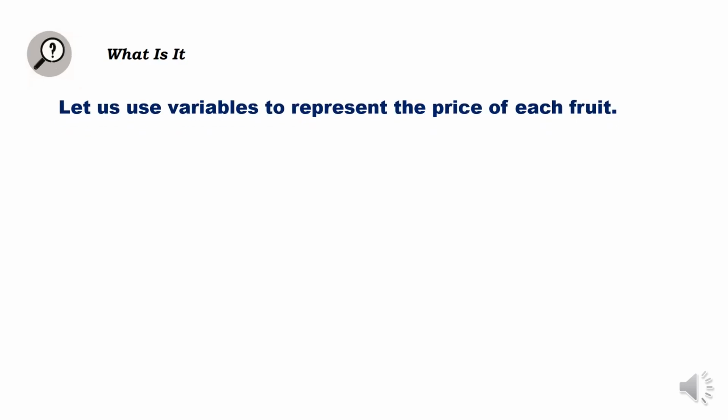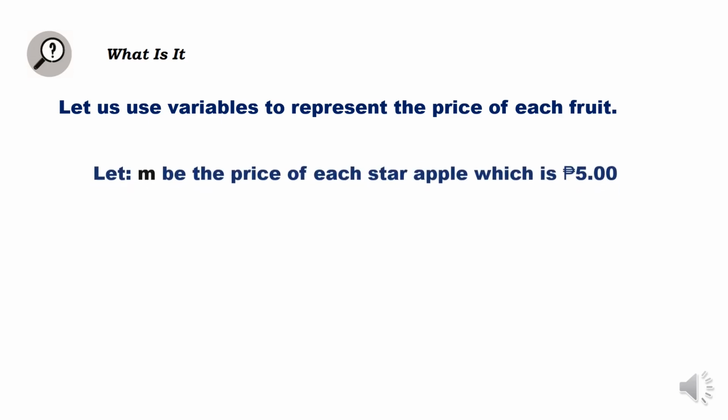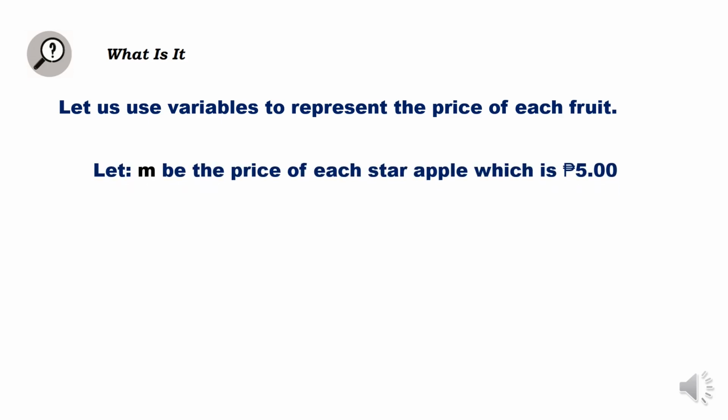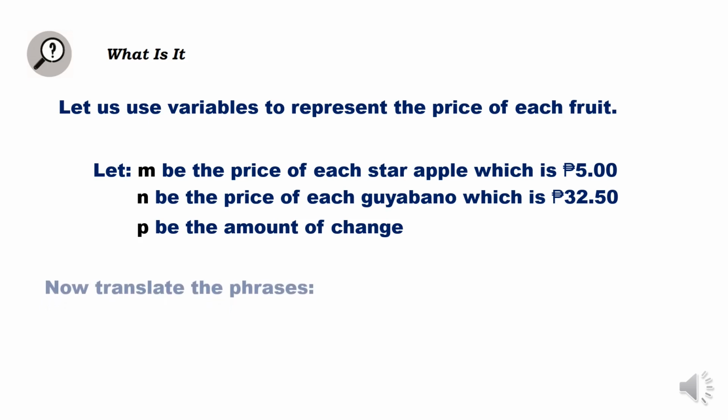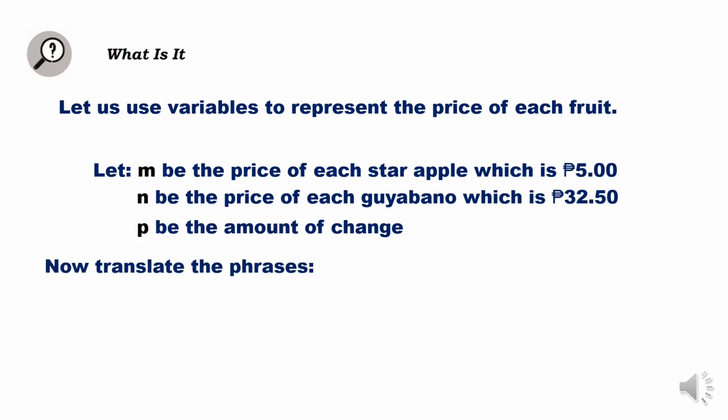Let us use variables to represent the price of each fruit. Let m be the price of each star apple, which is 5 pesos. Let n be the price of each guyabano, which is 32 pesos and 50 centavos. Let p be the amount of change. Now, translate the prices.